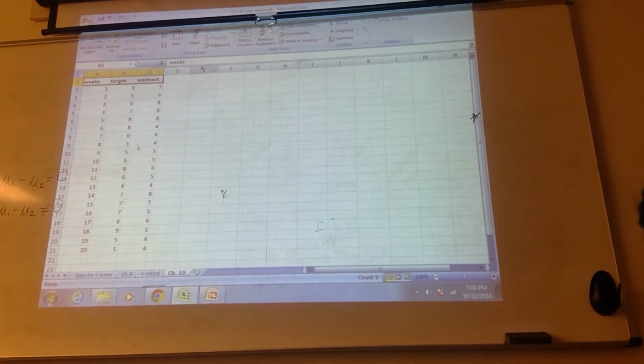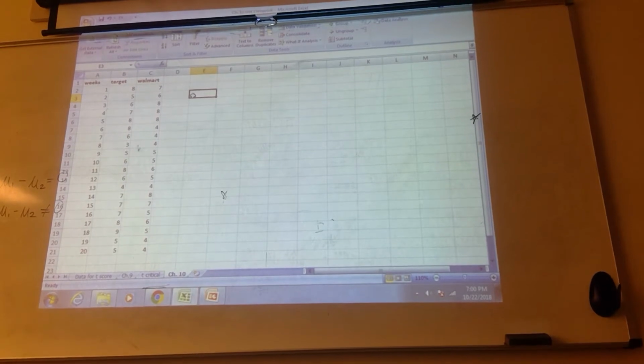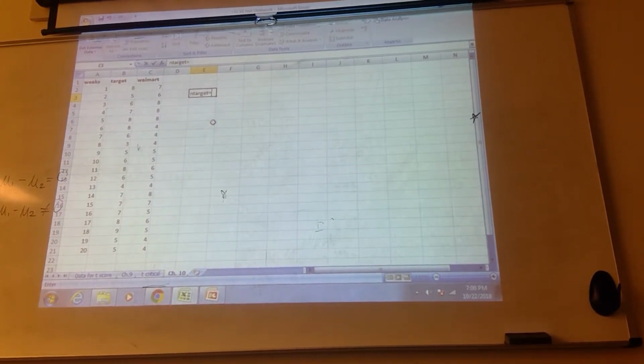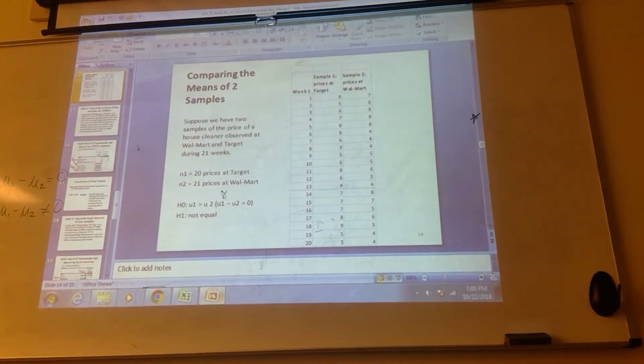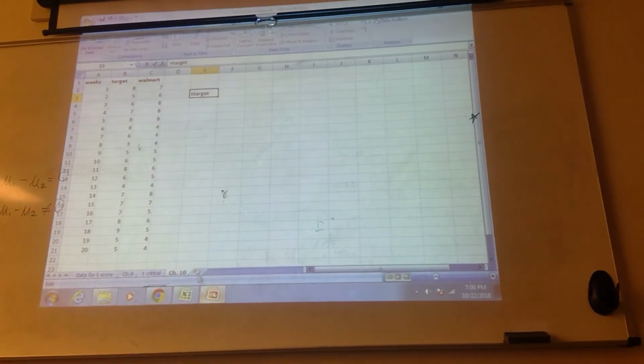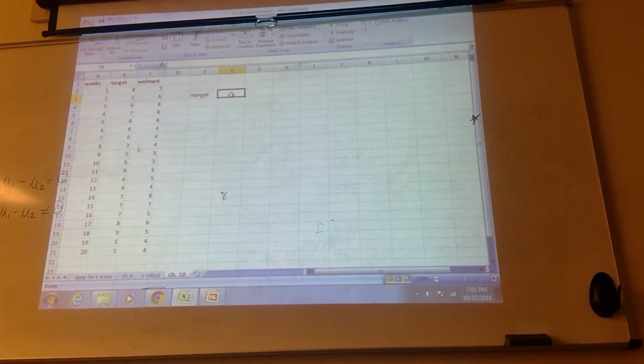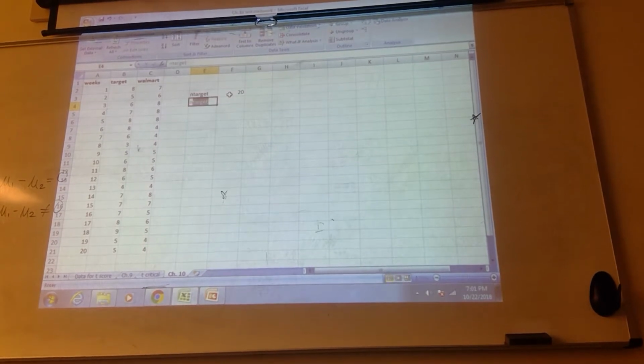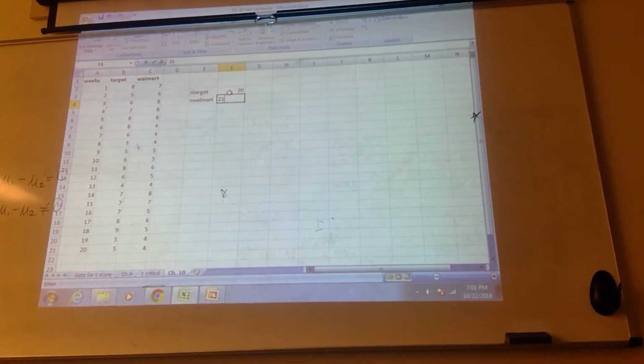And so the null, n of Target is what? I think they have different n's, right? Okay, so you just can't see it, but so Target, see, you just can't see the different prices, but N of Walmart is 21.